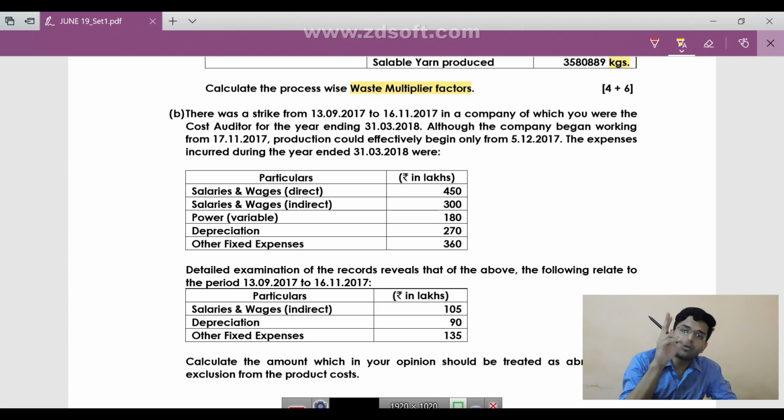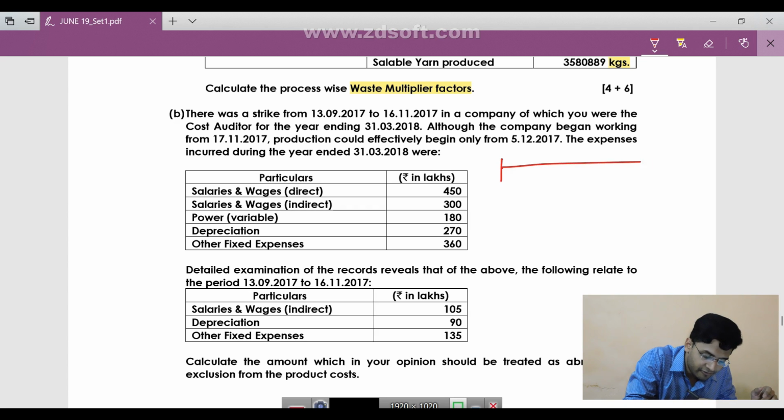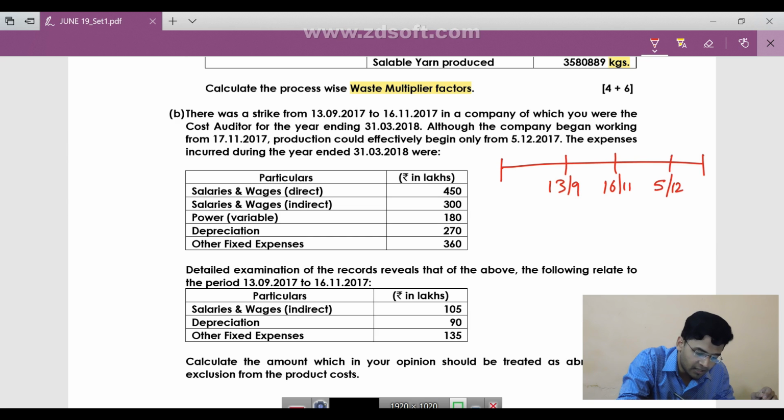Question of abnormal cost, CAS 1, Cost Accounting Standard 1, abnormal cost, whereby we analyze the amount which is the abnormal cost, and I will give a very brief analysis of this particular question. So guys, 13th September is when the strike had started, 16th November is when the strike had ended, but the normal period could effectively begin on 5th December 2017. So I term this period as A, this period as B, this period as C and this period as D.